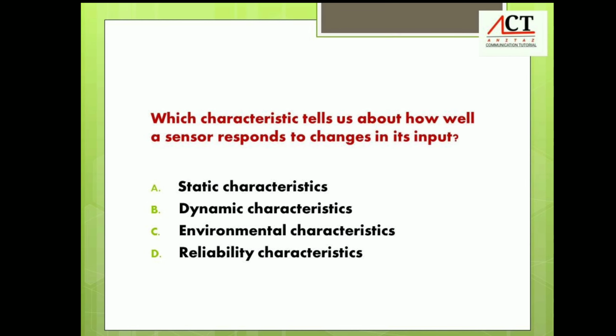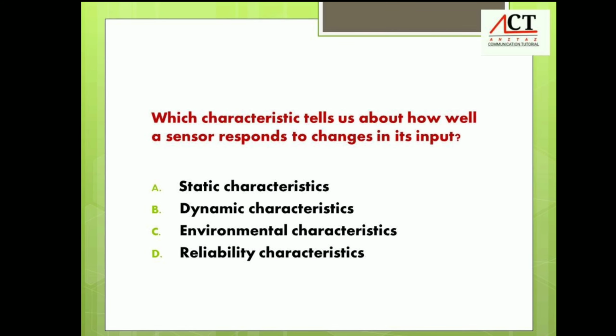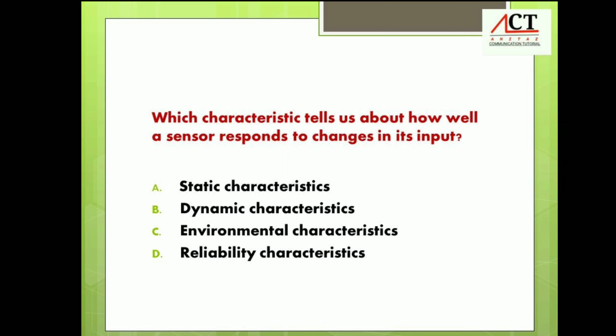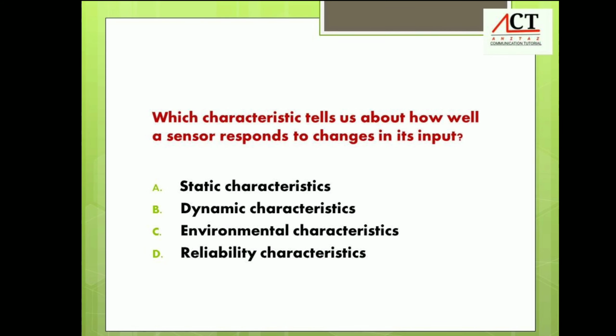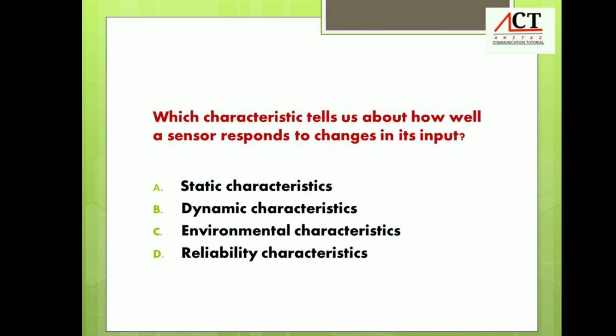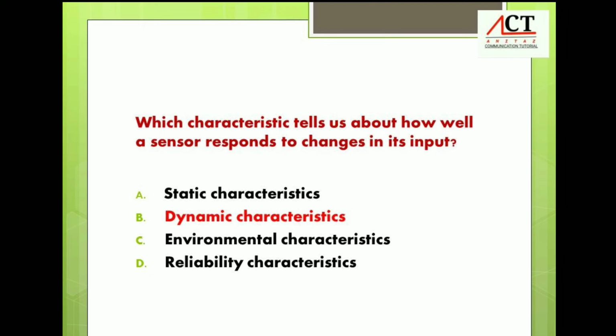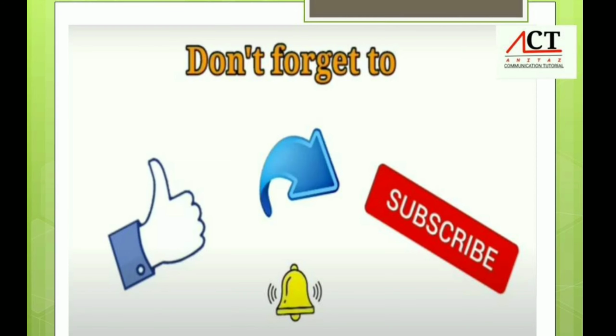Next question is, which characteristics tells us about how well a sensor responds to change in its input? Option A, static characteristics, option B, dynamic characteristics, option C, environmental characteristics, and option D, reliability characteristics. And the correct answer is option B, that is dynamic characteristics.